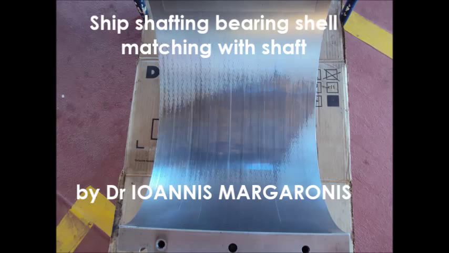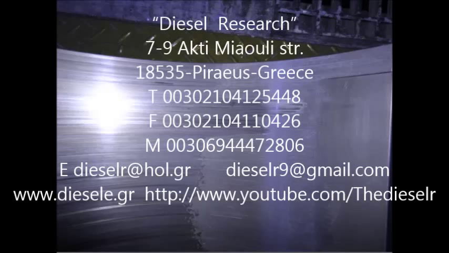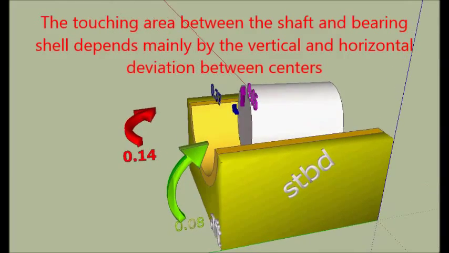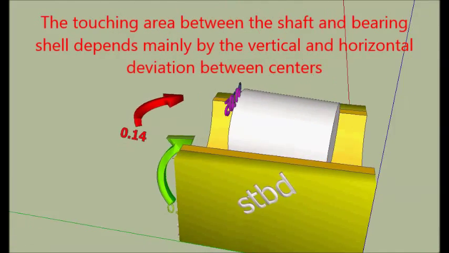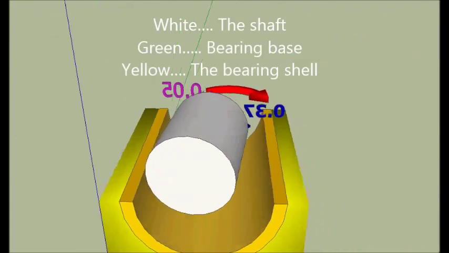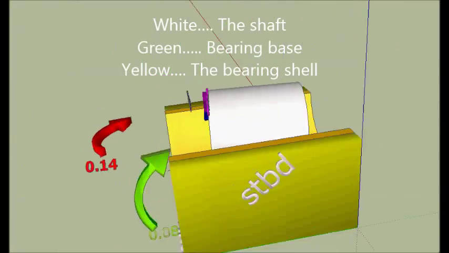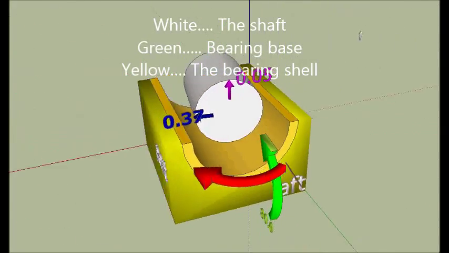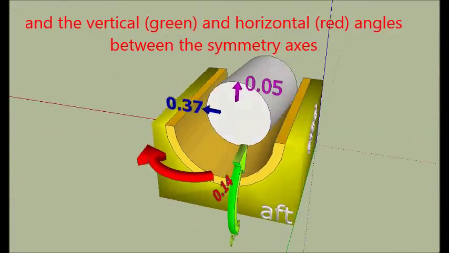Ship shafting bearing shell matching with shaft. The touching area between the shaft and bearing shell depends mainly on the vertical and horizontal deviation between centers and the vertical and horizontal angles between the symmetry axes of these zones.